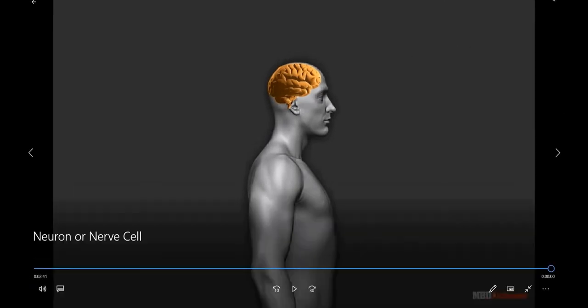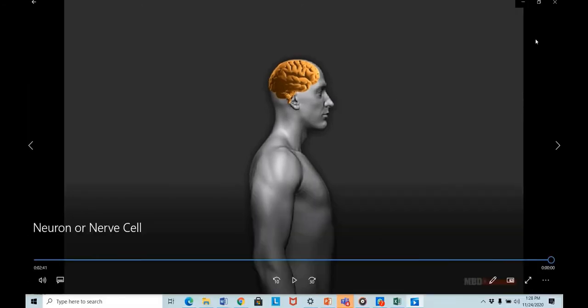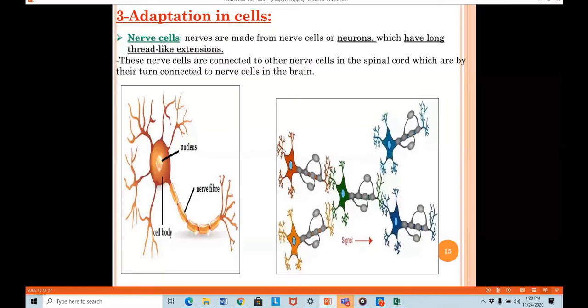Okay, so that was very well explained about how a nerve cell functions. So what did you understand from the video, ladies? Understood how the signals, the messages, are carried from one nerve cell to the other nerve cell. Yes.